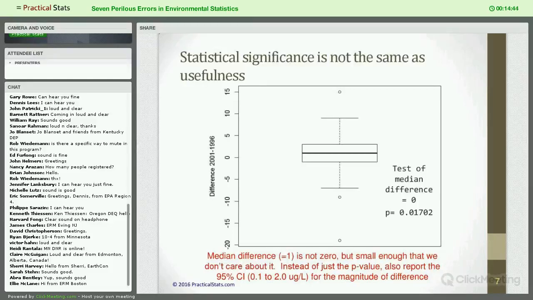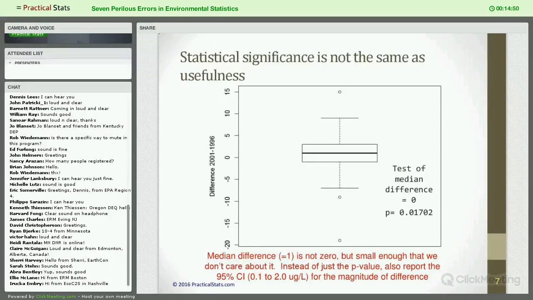That tells you that if it was truly 0 and there was no difference out in the field between lead concentrations in 2001 and lead concentrations in 1996 at a variety of different sites, if there were no difference, you'd see a signal like this, as consistently above 0 as this, about 1.7% of the time. That's what the p-value of 0.017 means.